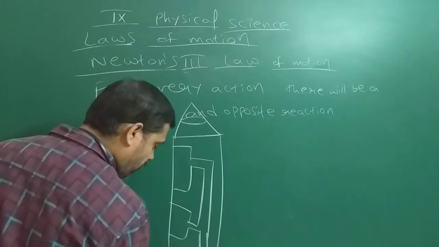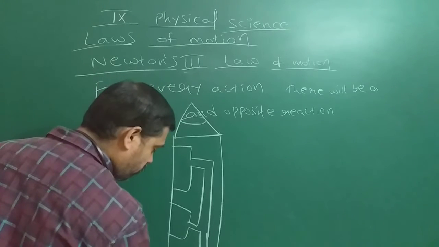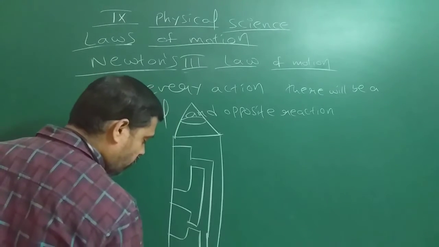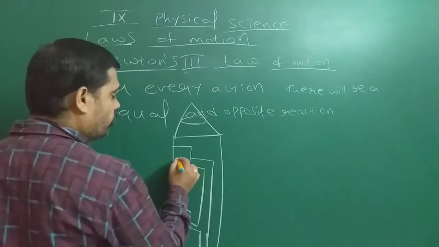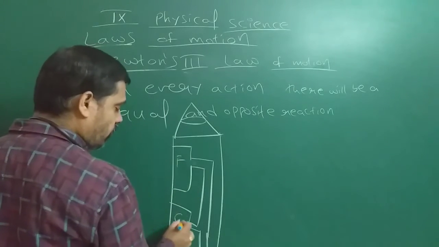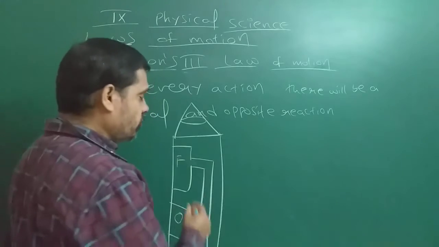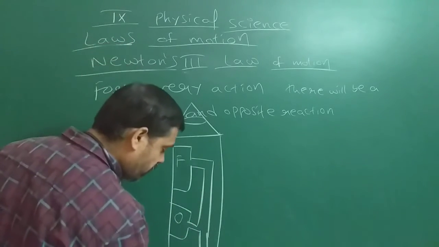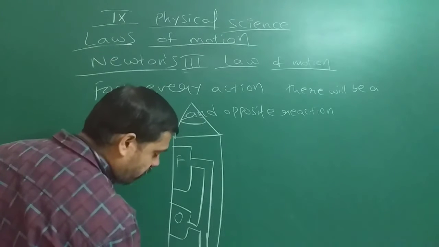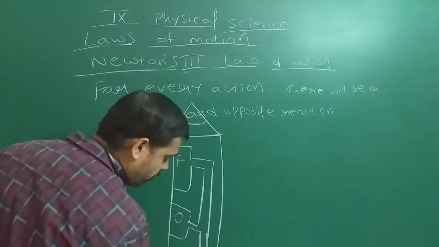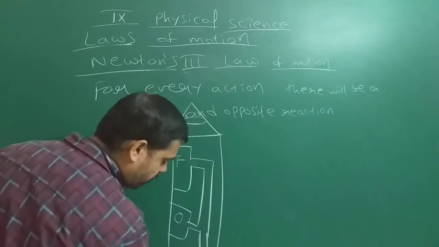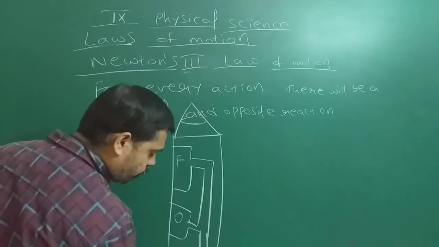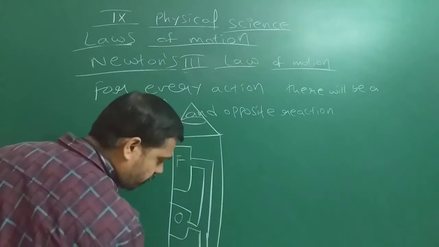Then it will have a valve, an open valve, a nozzle. One chamber will be filled with fuel and one will be filled with oxygen. This fuel burns in the presence of oxygen and it starts ejecting gases with a greater force in the downward direction. It goes on ejecting gases with a huge force in the downward direction.